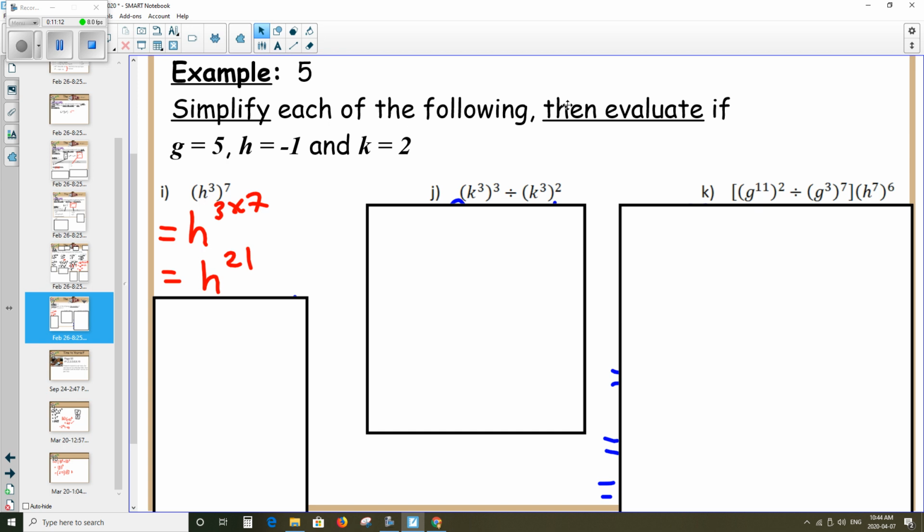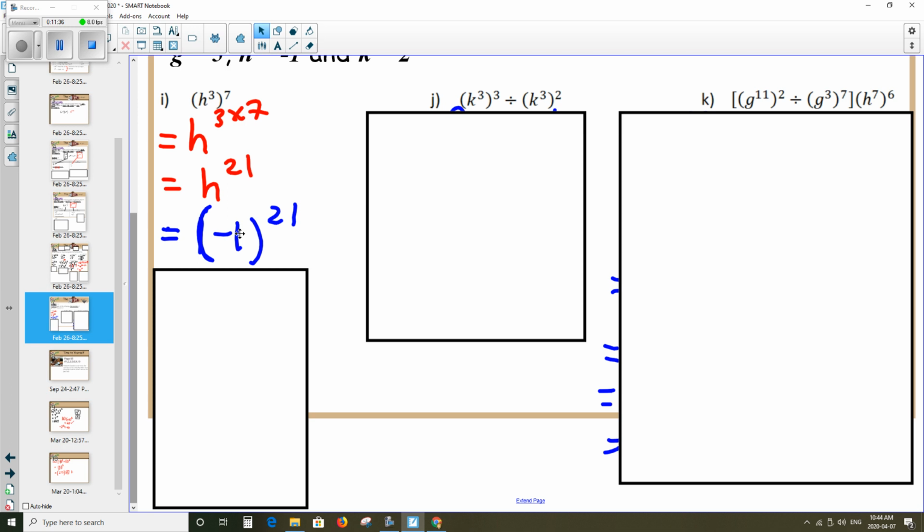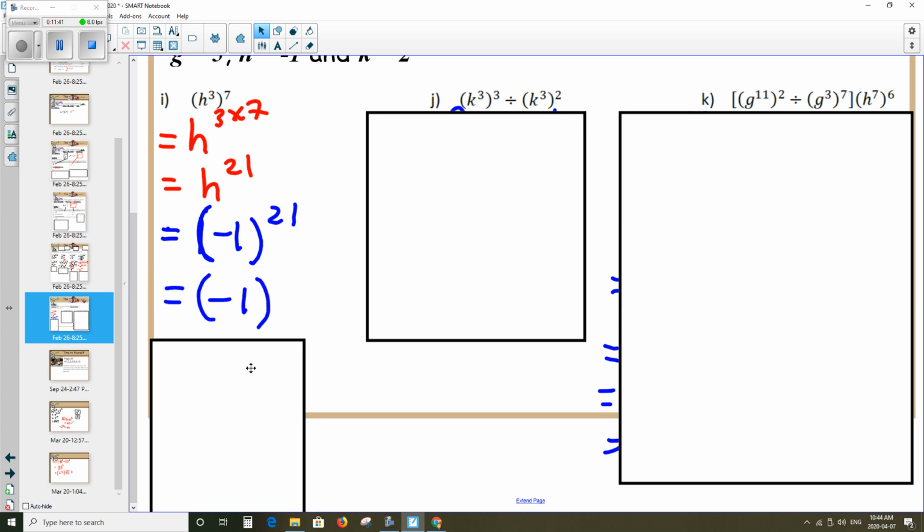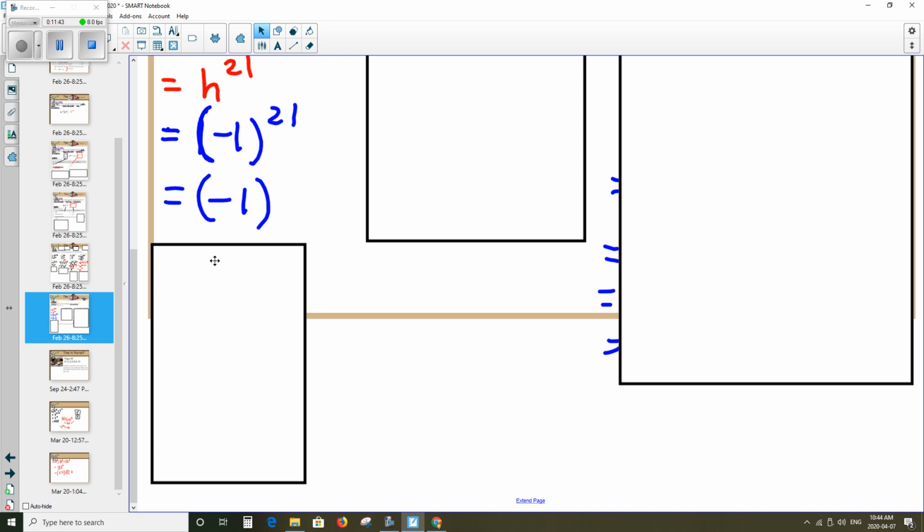Now the second part says evaluate. If you have a g, h, or a k, replace them with the correct numbers. We have an h here, so I'm going to replace the h with -1. Keep it in a bracket. We have -1 to the power of 21. Since this is an odd number, we're going to get a negative answer. This is essentially saying what is -1 times -1 times -1, 21 times.